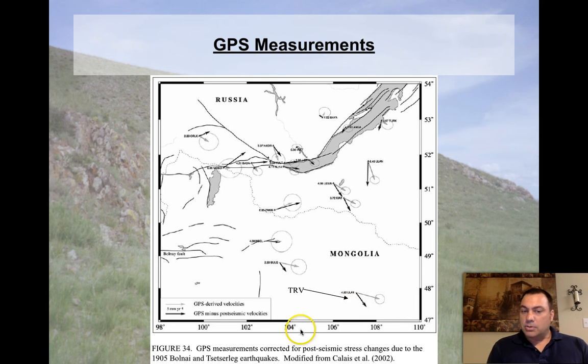This is very interesting for lots of reasons that we'll come into later on, but this will wind up matching a lot of the data we find from the fault. So Eric Calais' idea is that there's a large degree of post-seismic stress changes. In other words, the whole stress regime of Mongolia has been altered from the 1905 Bolnai and Setserlig earthquakes.